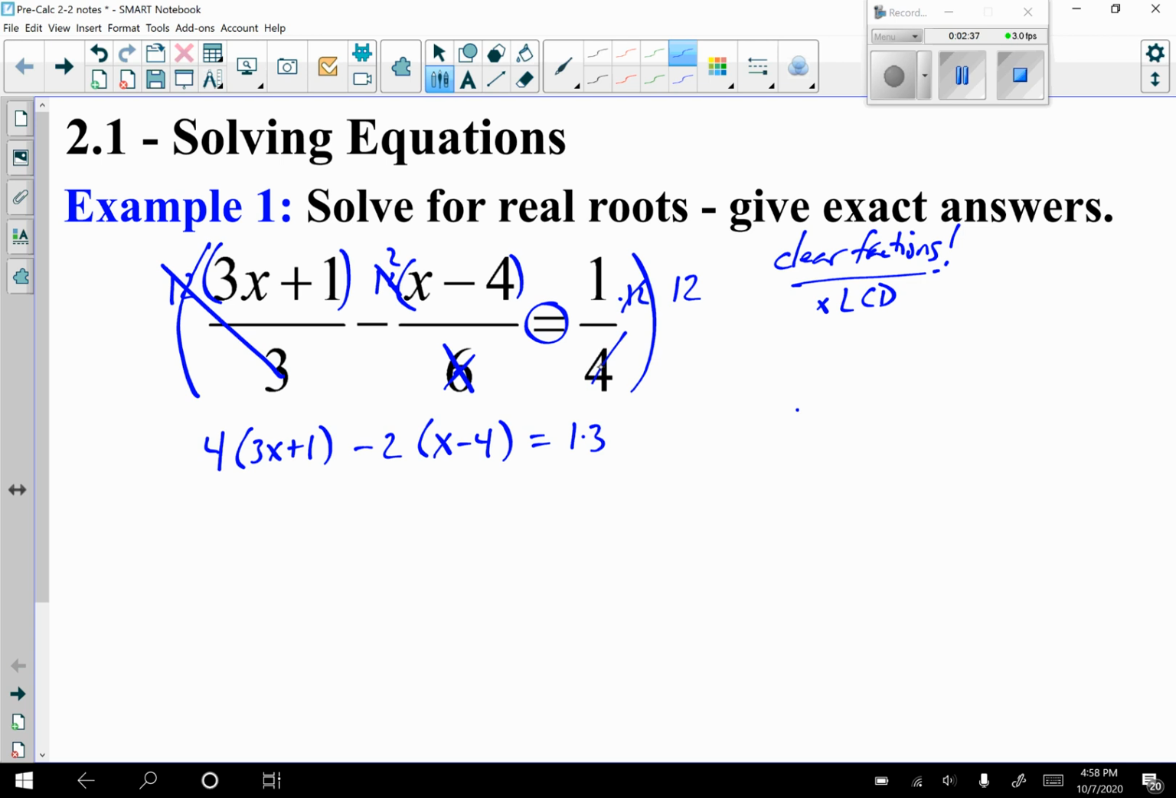So we end up with hopefully a pretty simple equation back from Algebra 1. We have all whole numbers now. We need to distribute, combine like terms, and solve. So 12x plus 4 minus 2x plus, don't forget about that, plus 8 equals 3. And what do we have? 10x plus 12 equals 3. And we end up with negative 9/10 as our answer. Okay, so clear out fractions, make a common denominator, kind of like we did with the complex fractions, and you should have a whole number equation left to solve.